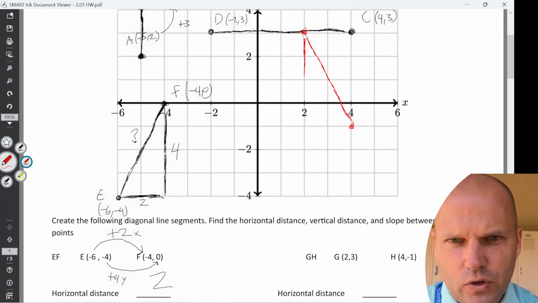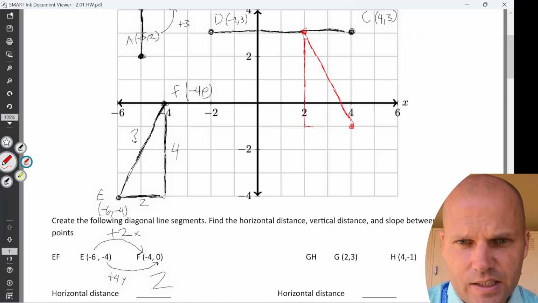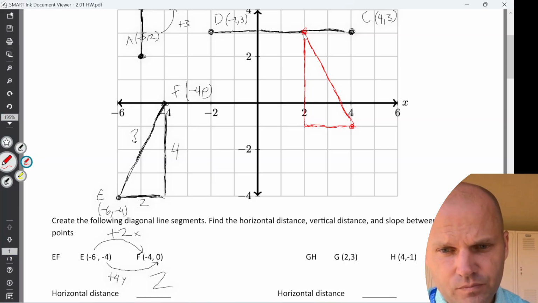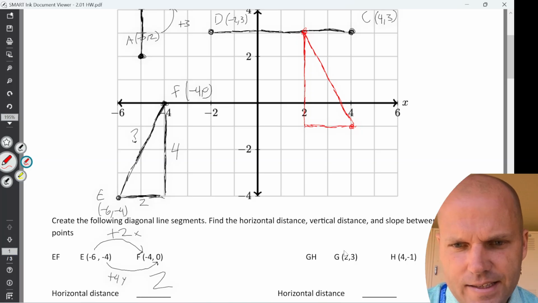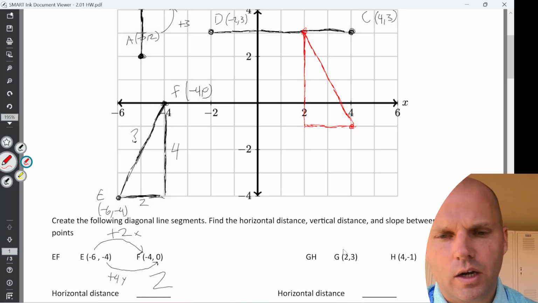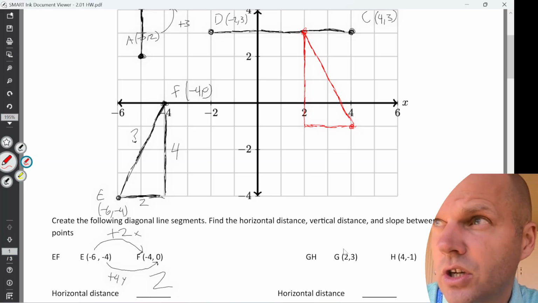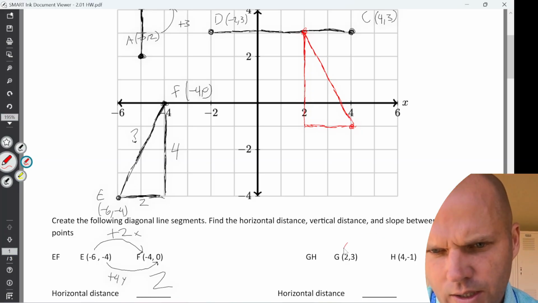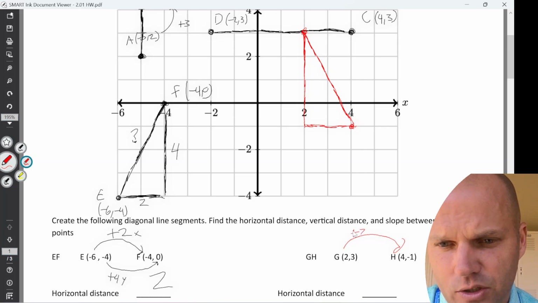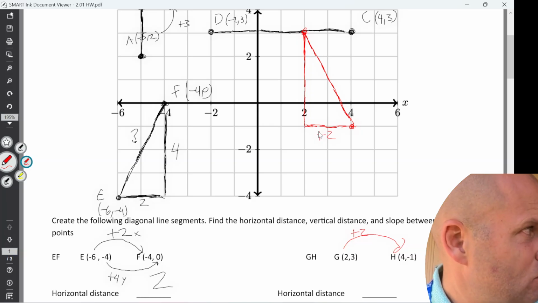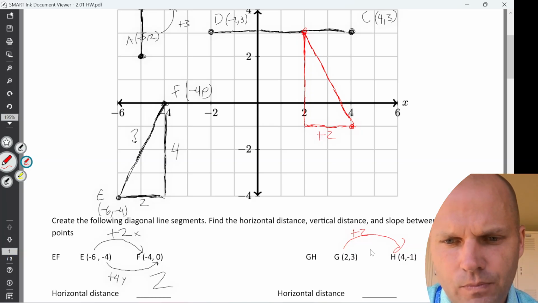Splitting it into a vertical distance and a horizontal distance, but then also thinking about the change. I would say that for G to go from 2 to 4, so the x coordinate of G to the x coordinate of H, going from 2 to 4, that x distance is a +2. So using the grid, you can see that's 2 units, the 2 boxes.